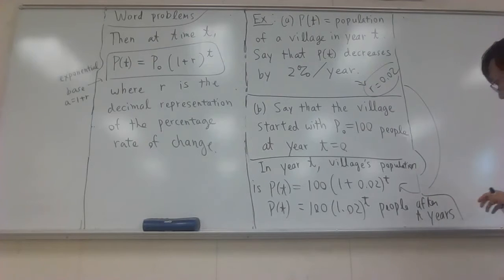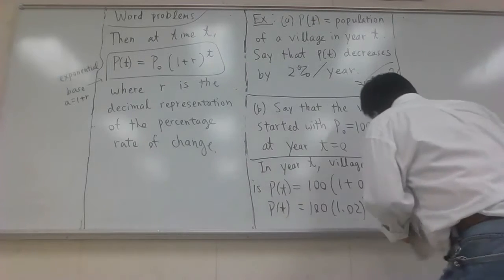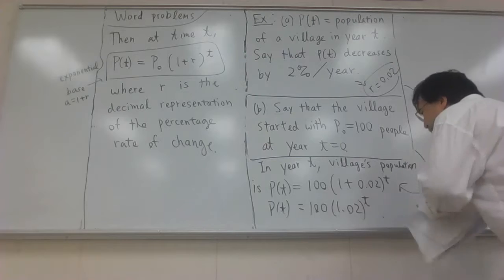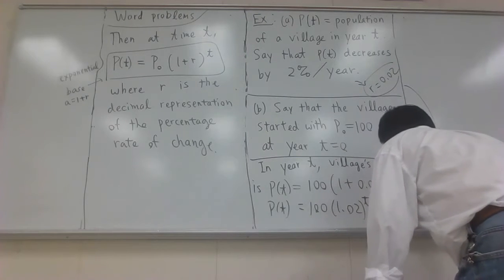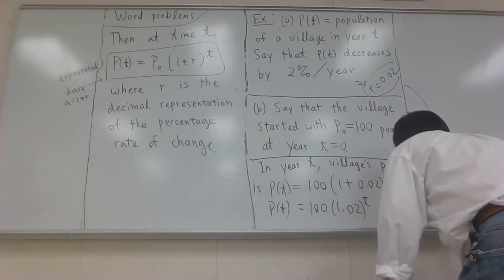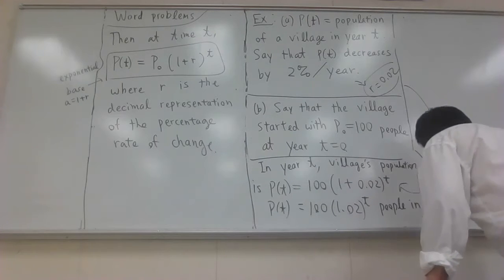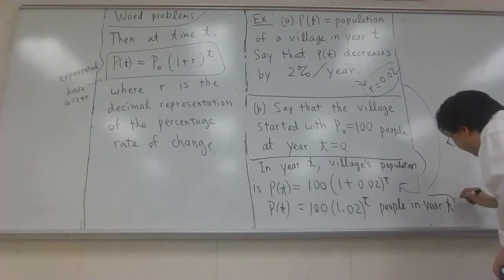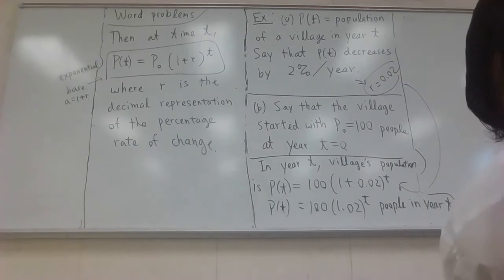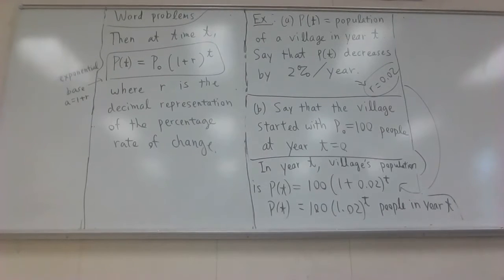After 2 years. Okay, let me just write this. Let me just write this many people in year t. Let's just write that. Okay, so is this clear?